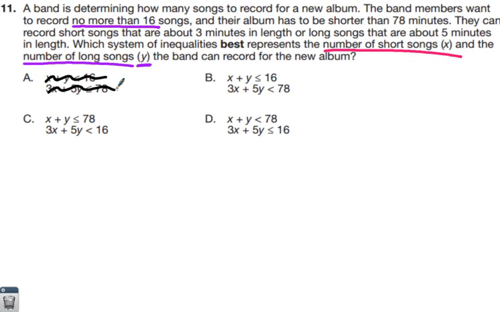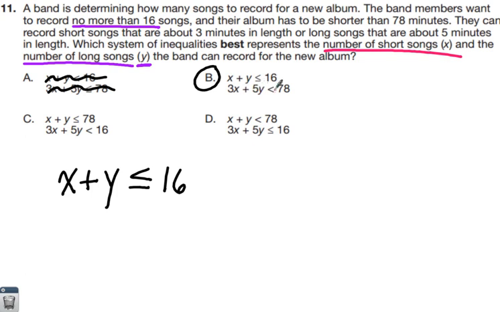I already know it's B, based on the reading. X is the total number of short songs, Y is the total number of long songs, and when you add them together to get the grand total of songs, no more than 16 means less than or equal to 16. And these options were very kind. We already sort of know it's B, but just to double check and be thorough, and make this extra helpful.